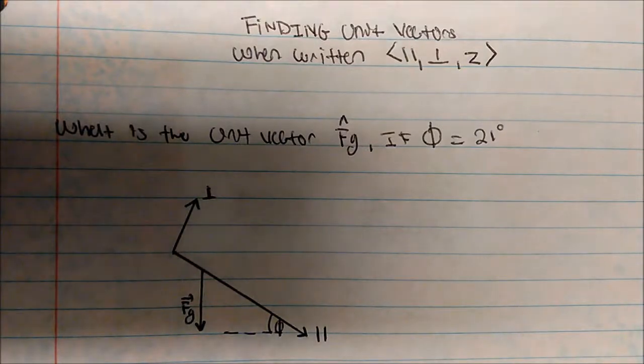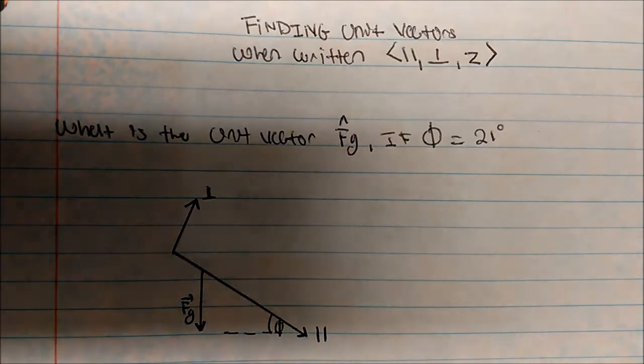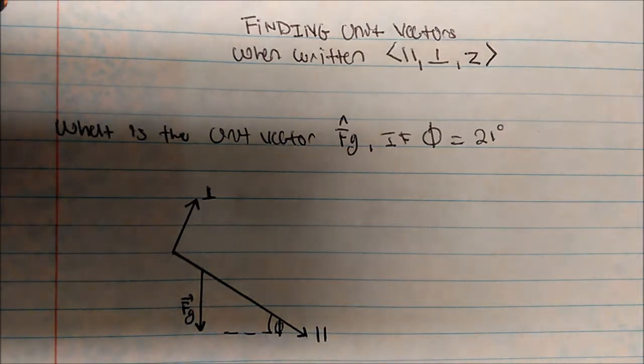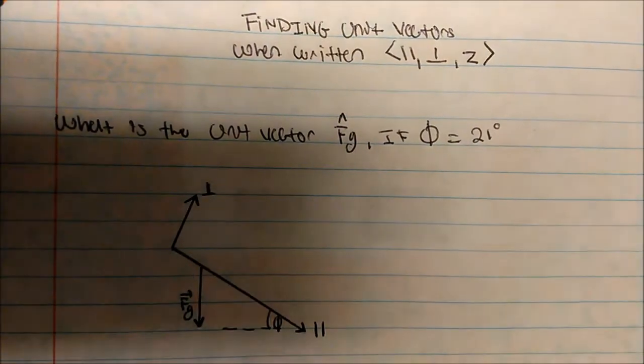So in this video, we're going to talk about finding unit vectors when it's written in the form parallel, perpendicular, in the z direction. Okay, and this is where it gets a little bit tricky. These problems tend to be a little bit harder, but again, we're going to break it down. And I promise you, if you follow the way I do these types of problems, then the problem becomes fairly easy. So we have the vector here, the gravitational vector.